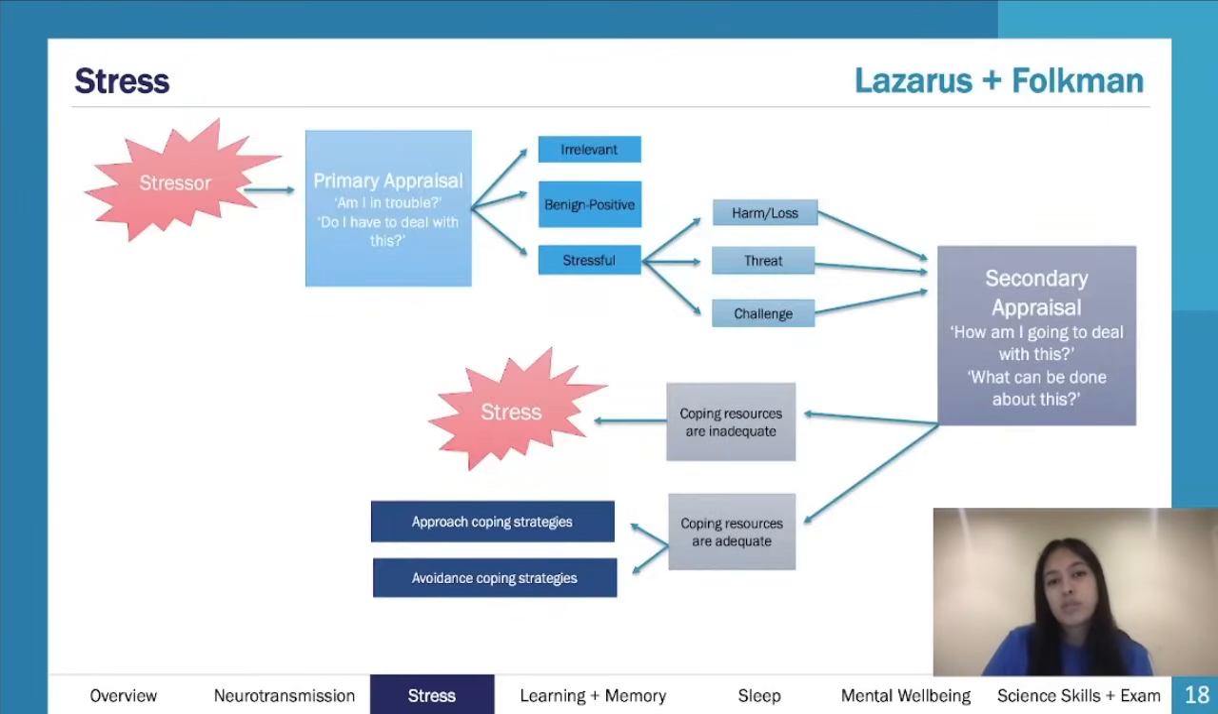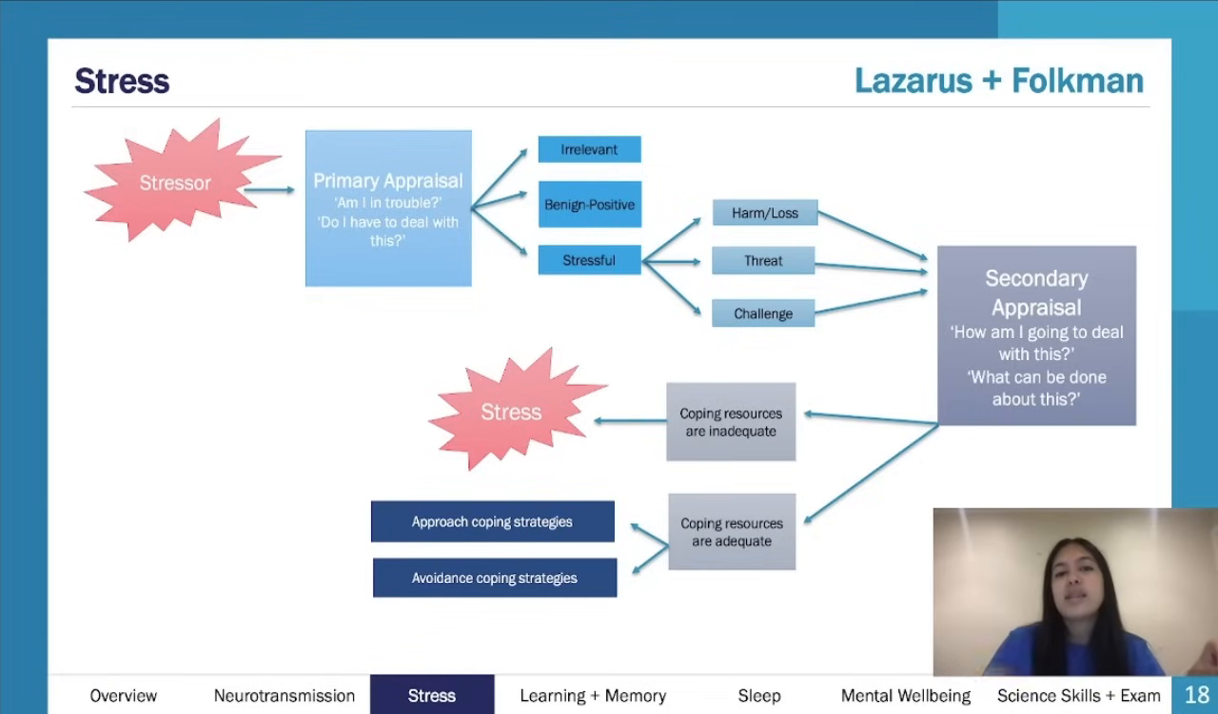Whereas the transactional model says, we've all got different experiences. We've all got different coping methods and coping resources. We're going to interpret things differently. So you've got your stressor, you do your primary appraisal. You're basically figuring out, is this stressful ultimately? Is this something that I actually care about? Is this significant? That's your primary appraisal.